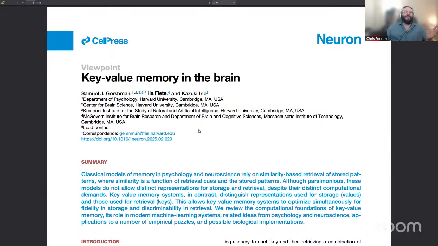So for once, I'm not going to talk about LLMs and ChatGPT. It's still going to be machine learning though. It's a paper that's kind of a review paper, but it's not. Well, I guess it's not the review that we usually see in neuroscience. The topic is the representation of memory, how memory is encoded in the brain, and it comes from the computer science side.